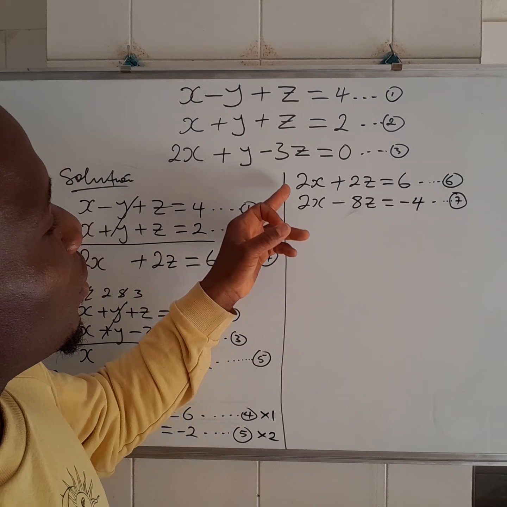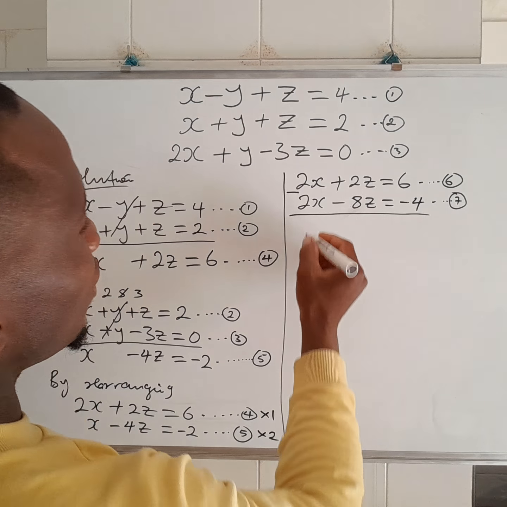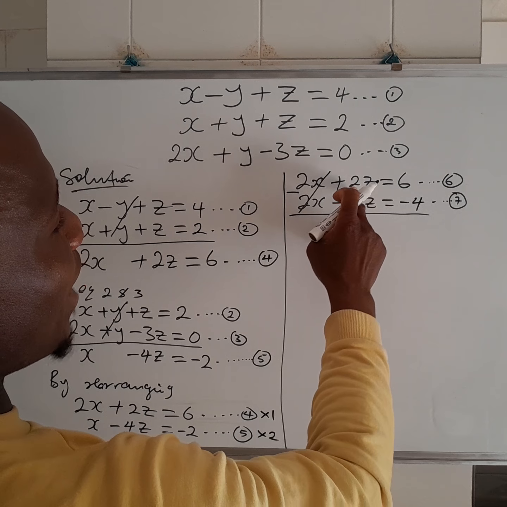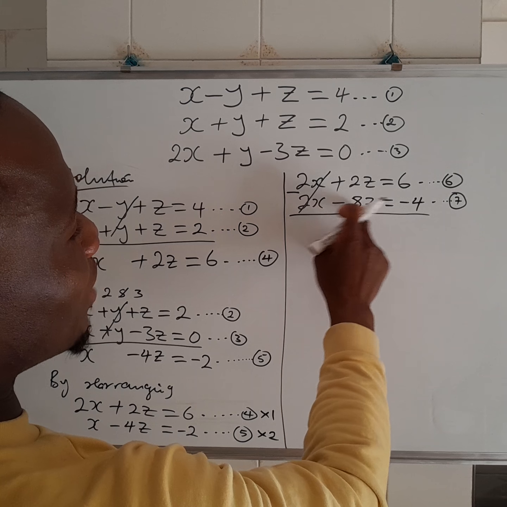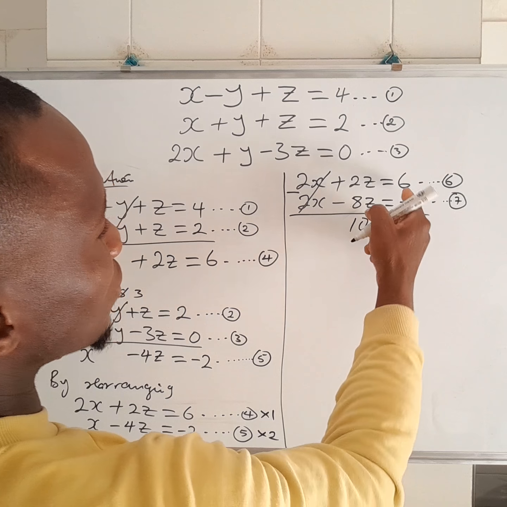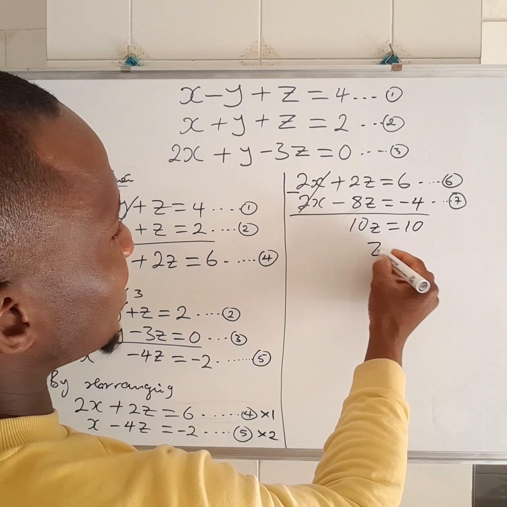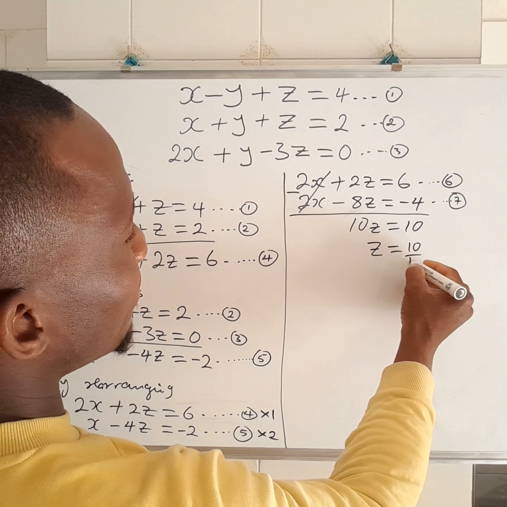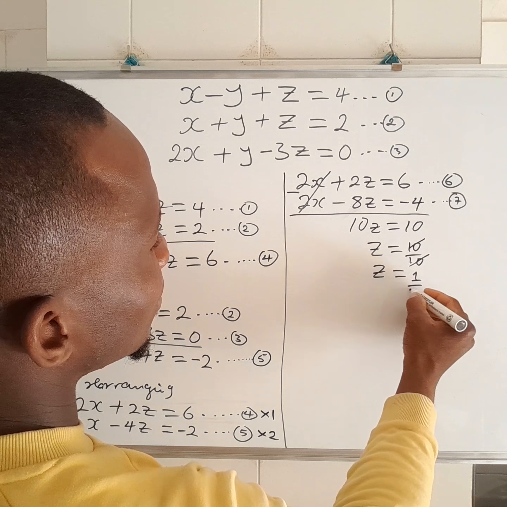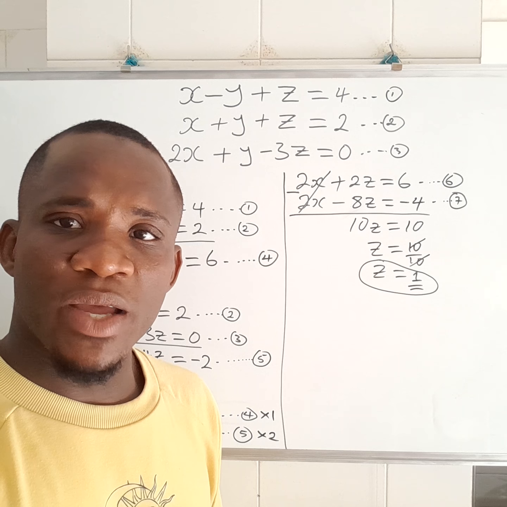How do we do this? We subtract both equations. When we subtract both equations, this will go away. So from here, we have 2z minus 8z. This will be minus 6z. Equals 6 minus 4. So to get the value of z, you divide both sides by the coefficient. So z is equal to what? 1. So this is the first value of one of the variables.